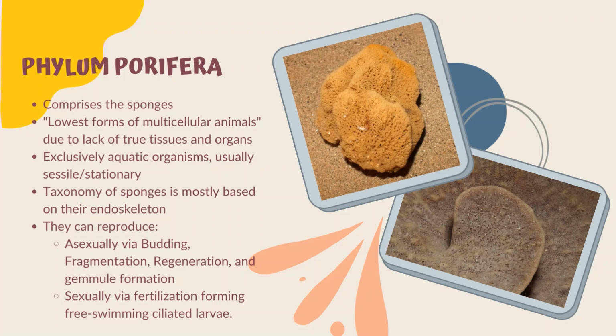Sponges are exclusively aquatic organisms, and they are usually sessile or stationary. The taxonomy of the sponges is mostly based on the details of their endoskeleton. They can reproduce asexually by budding, fragmentation, regeneration, and gemmule formation, and sexually by fertilization forming free-swimming ciliated larvae.